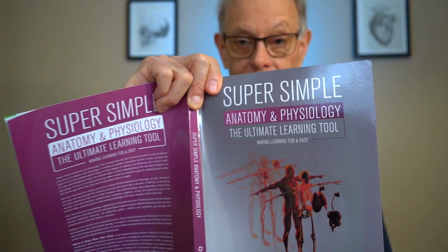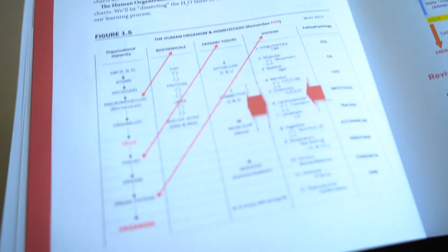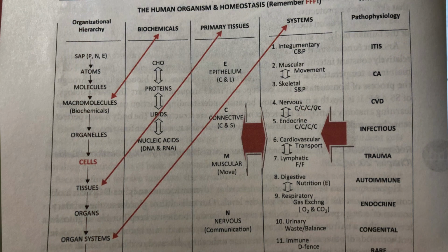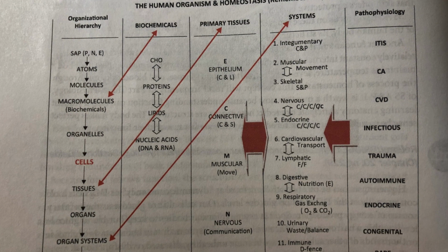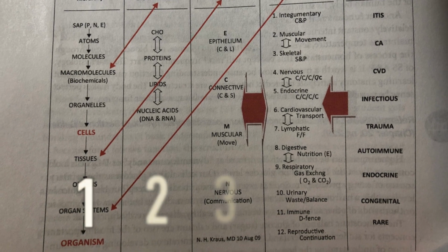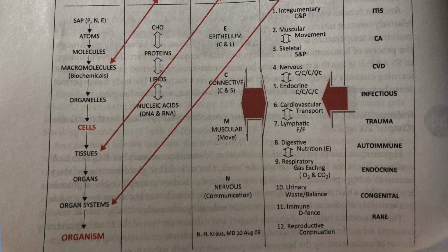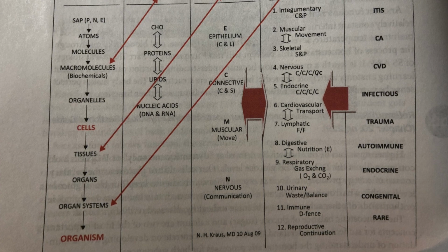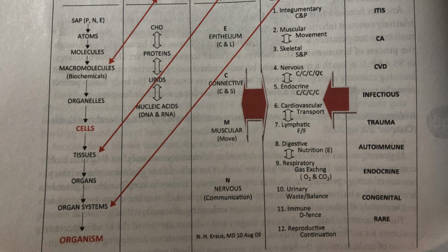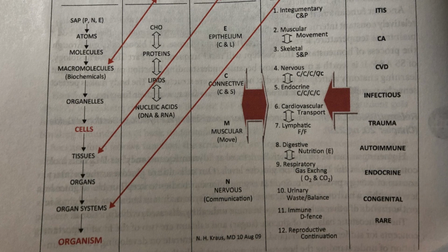Chapter 3 in Super Simple Anatomy and Physiology, the ultimate learning tool, making learning anatomy fun and easy, which is what it ought to be, right? So chapter 3 is all about this, the H2O sheet, human organism in homeostasis. And you notice there are columns. 1, 2, 3, 4, 5 columns. There are 5 columns there. It's anatomy and physiology and pathophysiology on one 8.5 by 11 sheet of paper. I think it's crazy. And it's a learning tool.